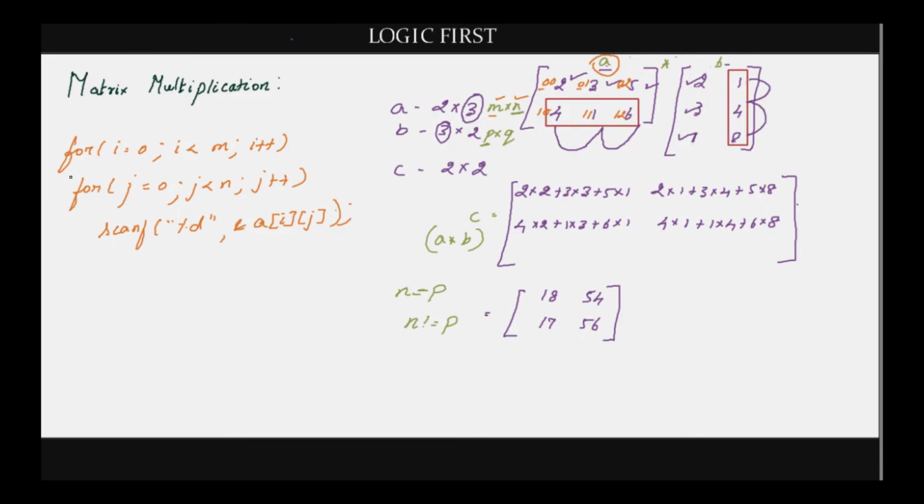Similarly, you have to change the logic for scanning the second matrix by changing M to P and N to Q, and here A to B.